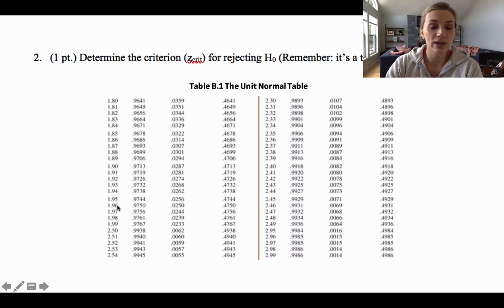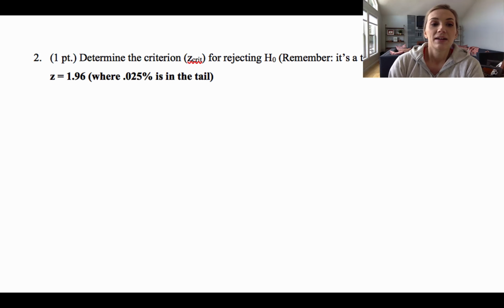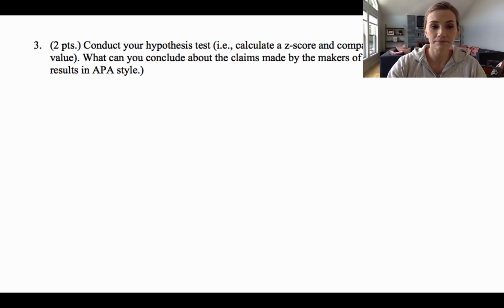So the z-score we calculate has to be equal to or greater than 1.96 in order for us to reject the null hypothesis and say that we found a statistically significant difference. So the criterion, the z-crit, is 1.96, and that's when there's 0.025 of the distribution in each tail.